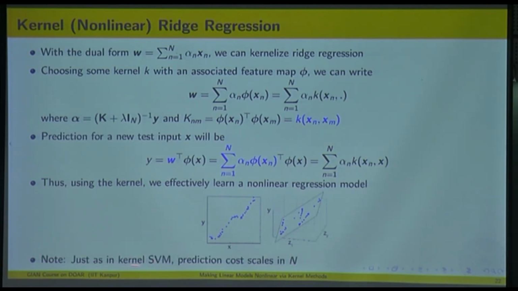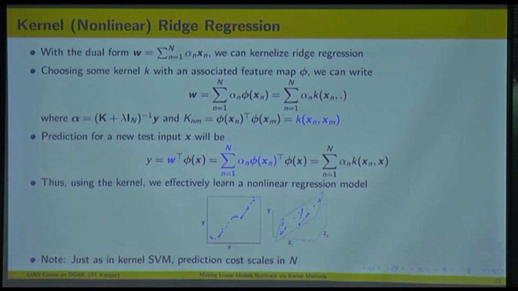One of the things is that just like kernel SVM, prediction cost here scales with n, because in order to make each prediction y, you have to compute this whole summation over n. Again, this is like nearest neighbors, because in order to get the response y for a new input, you are computing its similarity with each training point and multiplying it by some weight of that input.